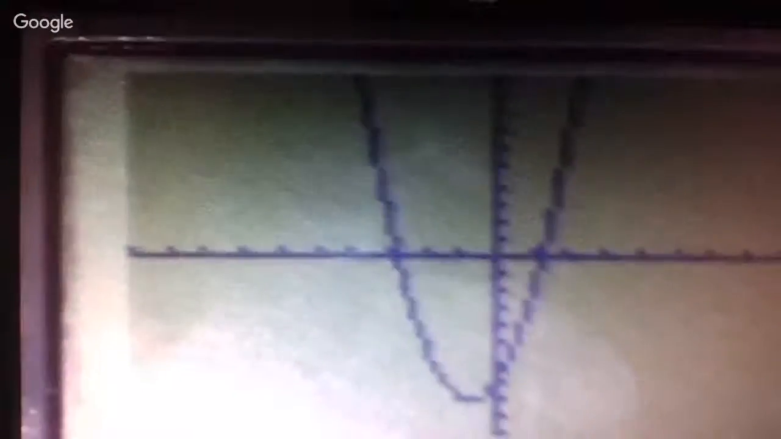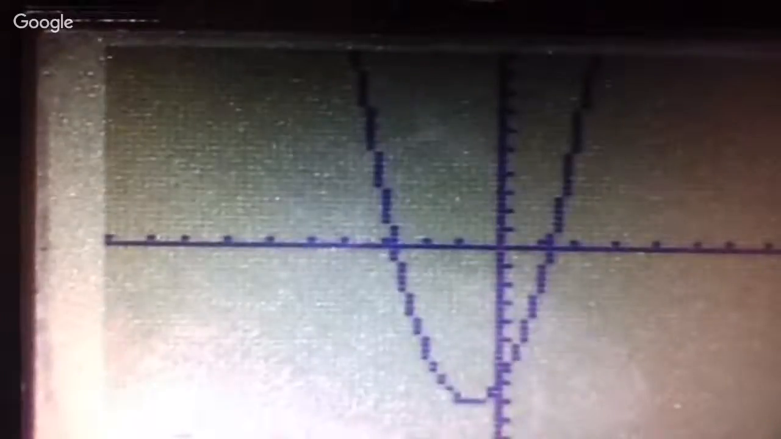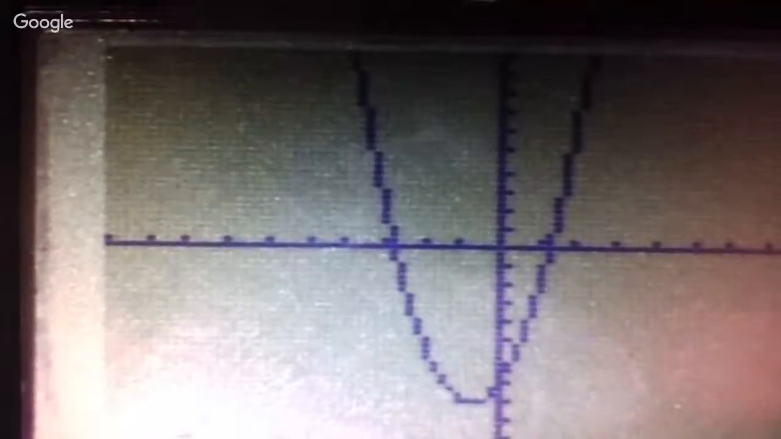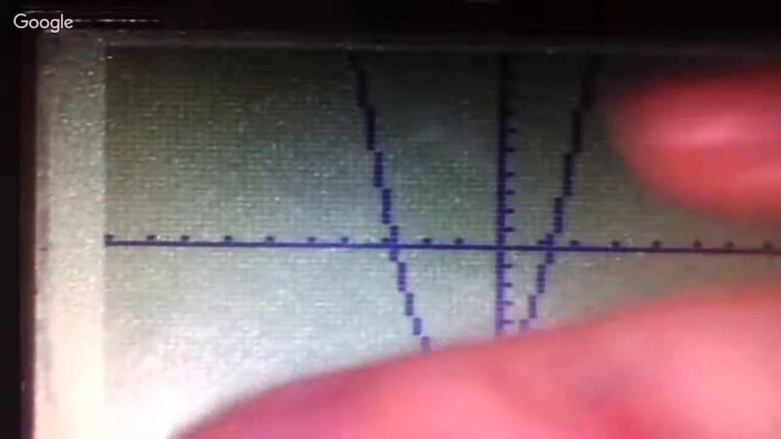Okay, so you've got 2 options to find your y-intercept. You can go to second graph, and that takes you to your table. What do we know about our y-intercept? What do we know? X should be 0. So where does it cross my y? Negative 7.